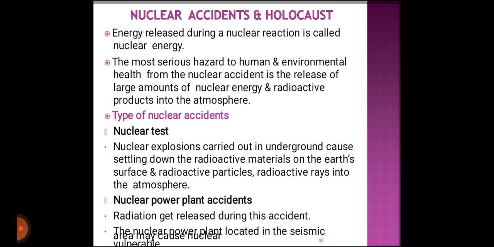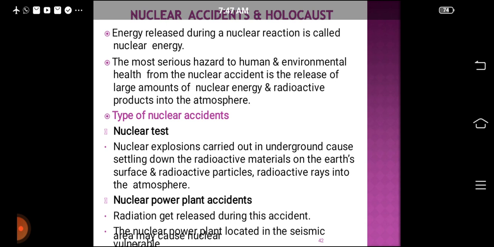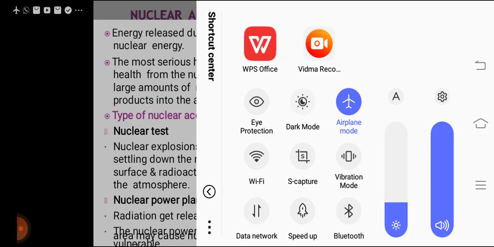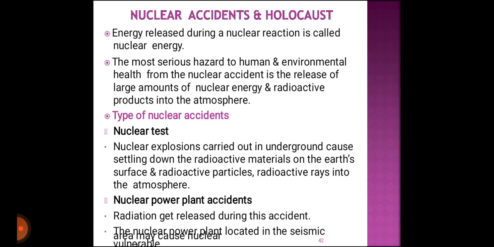Types of nuclear accidents: the nuclear test and nuclear explosives carried out underground cause radioactive materials to settle down on the earth's surface and release radioactive particles and rays into the atmosphere. In a nuclear power plant accident, radiation gets released; this accident occurs in a nuclear power plant located in a seismic zone.